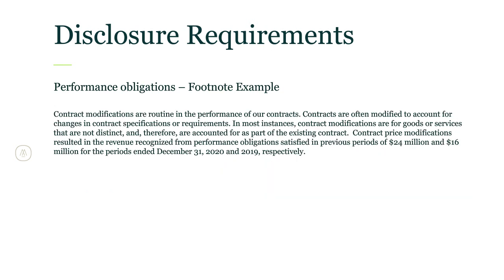The next example goes into a little more detail regarding the contract modifications, or as you may want to consider, change orders, and discloses the amount earned in the current period for those changes to the contract. This is an example of the disclosure that may be very similar to what you currently have for changes in estimates, as Chris pointed out.